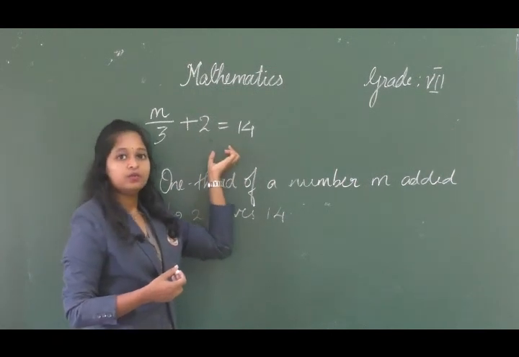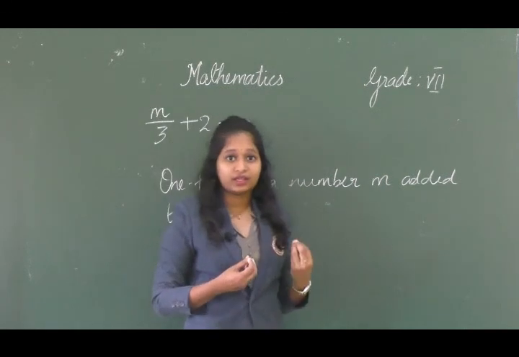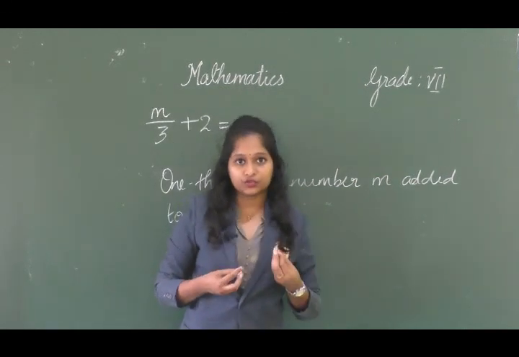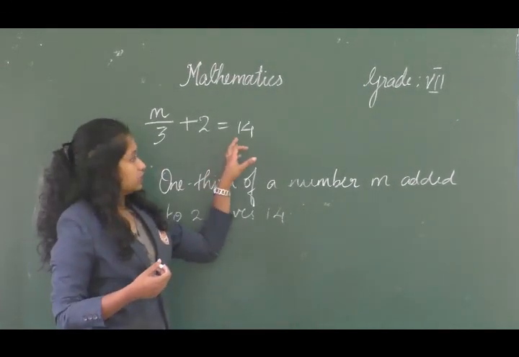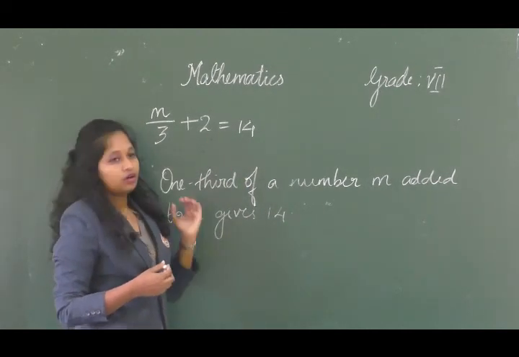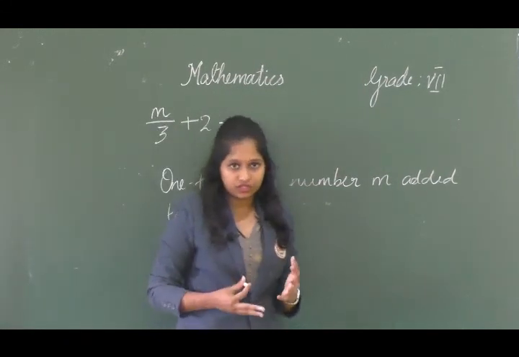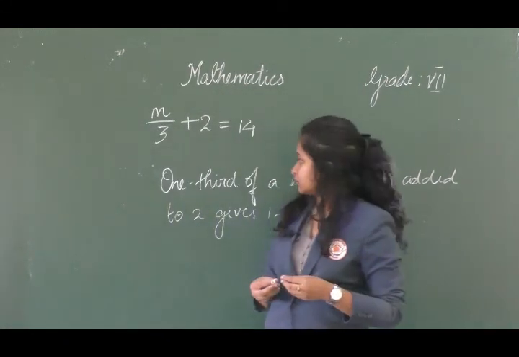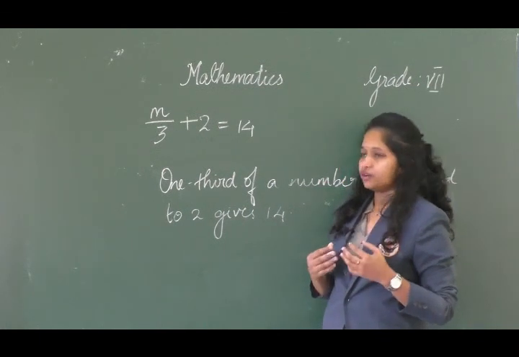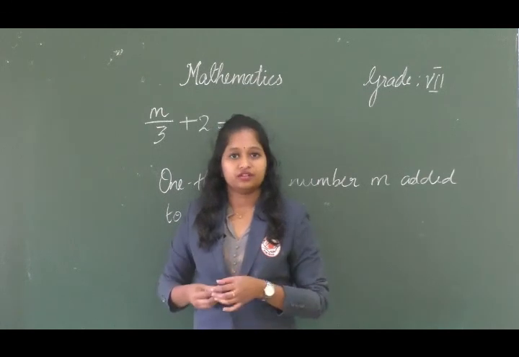Next we have one equal to symbol. We already learned it can be written as gives 14. So this whole equation m by 3 plus 2 equal to 14 can be written as 1/3 of a number m added to 2 gives 14.